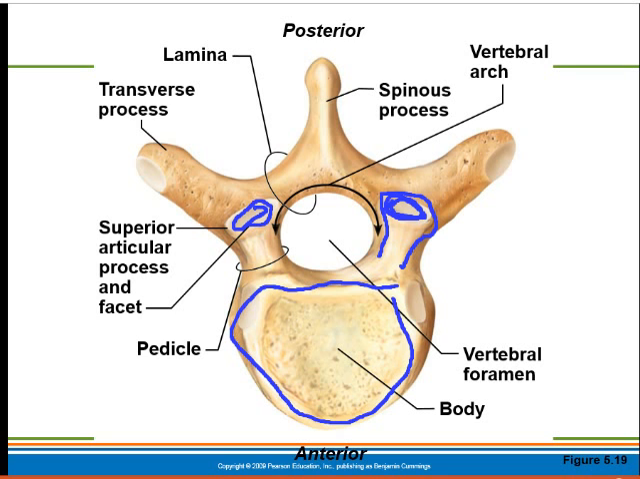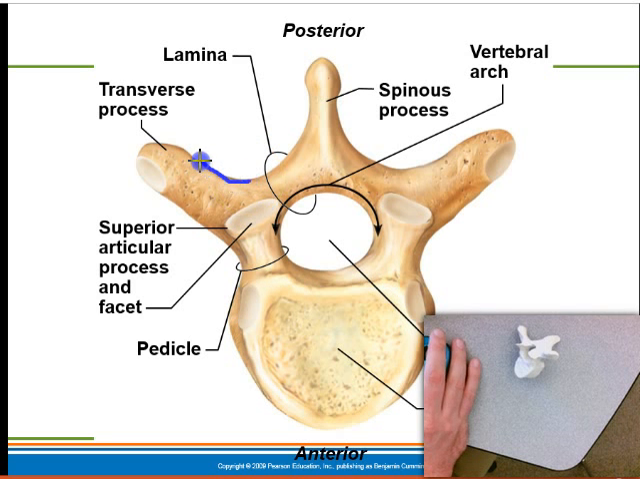We have these other processes that are here, and these other processes are going to serve for areas of muscle attachment, like back muscle attachment and things like that. Some of these areas are going to serve as articulation points if it's a thoracic vertebrae, where your actual ribs are going to articulate with these areas that are right here.